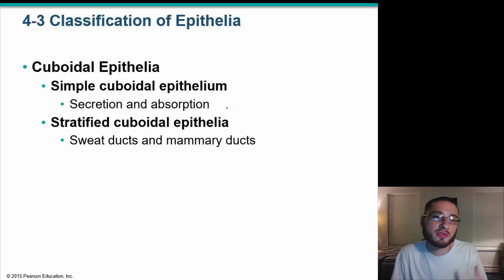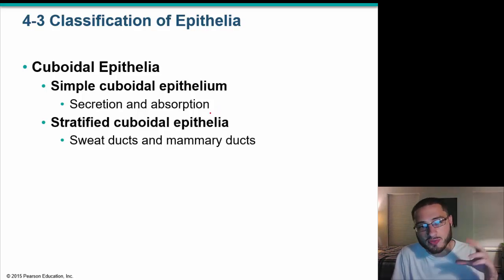Then you have cuboidal epithelium. There's going to be the simple versus stratified. The simple cuboidal is great for secretion and absorption, where we have the stratified cuboidal, which is many layers of the cuboidal epithelium in sweat glands and mammary ducts.